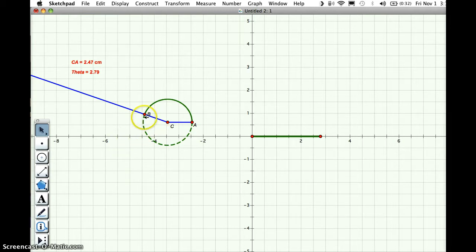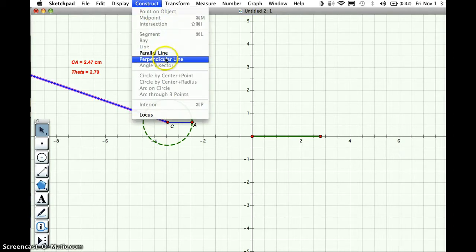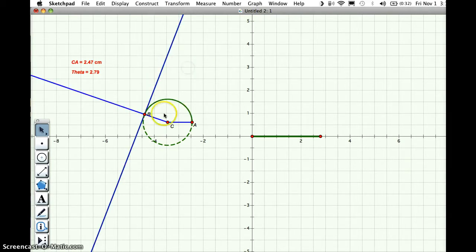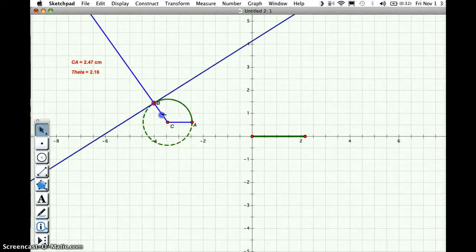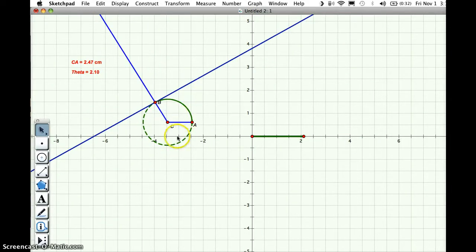We will highlight point B and the radius CB, go to Construct, Perpendicular Line. If a line is perpendicular to the radius of the circle and only touches the circle at one point, then it is tangent to the circle. When we move point B around, we will see that this line will always only touch the circle at point B and no other point, so we know that we constructed the tangent line correctly.